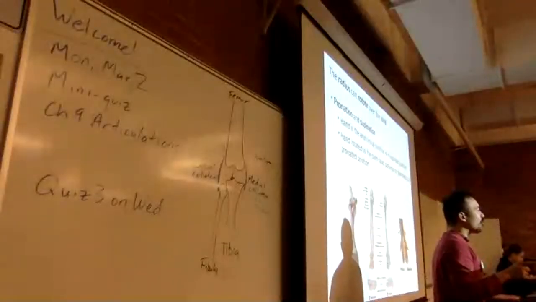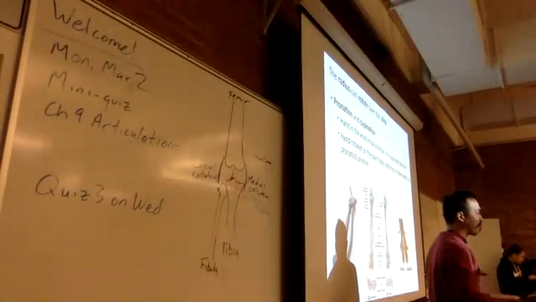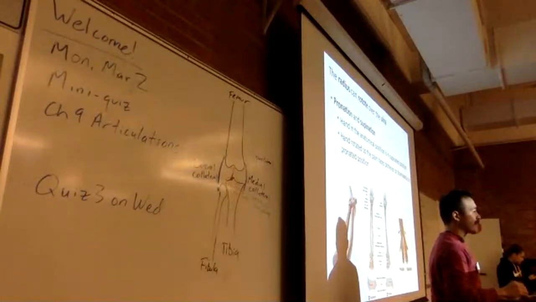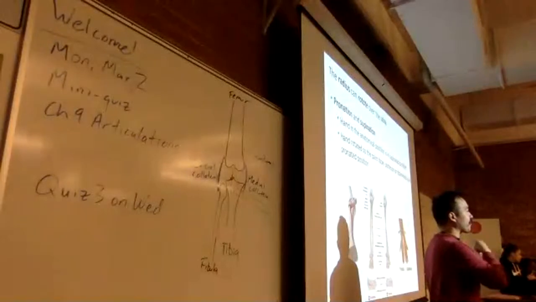If you go to a running store, you might use those terms to talk about your feet. We're going to use different terms to talk about your ankles. We're not going to use pronation and supination. Save these terms just for your wrists.